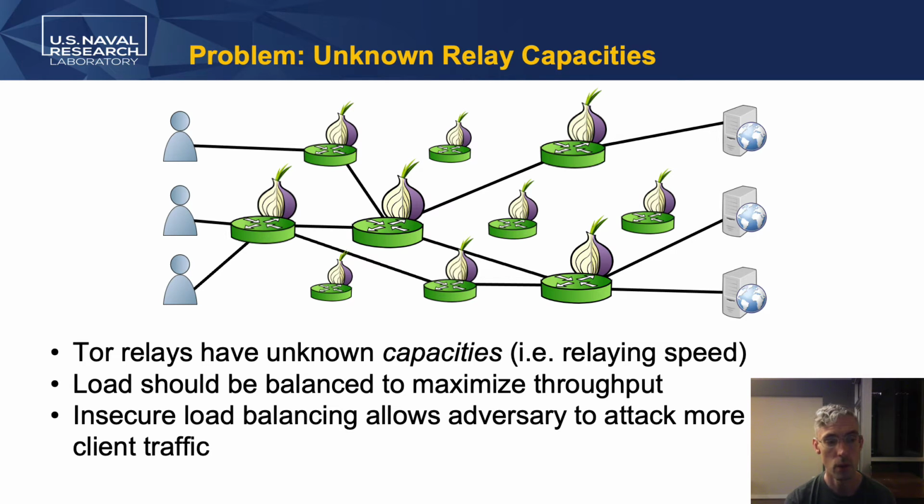However, user load should be balanced across the relays in proportion to their capacities in order to maximize throughput. This is particularly challenging for Tor because Tor has security as a goal. An insecure load balancing system could allow an adversary to cheaply run relays and attract a large amount of traffic, which will put it into a position to run known de-anonymization attacks against a large number of users at low cost.